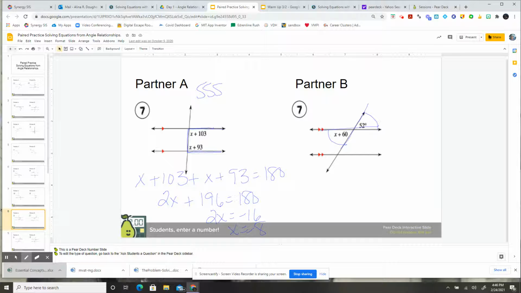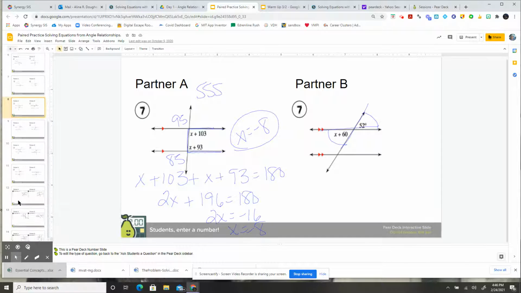So I got -8. If I do 103 plus -8, I get 95. And -8 plus 93, I get 85. 85 and 95 are 180, so that works out for me. So did you get -8? -8.